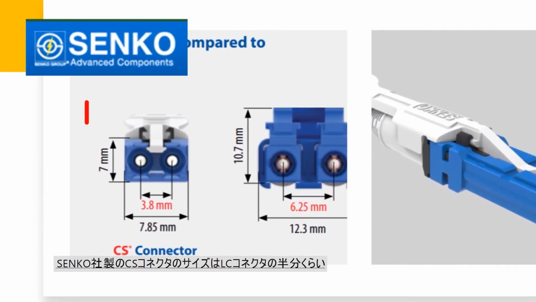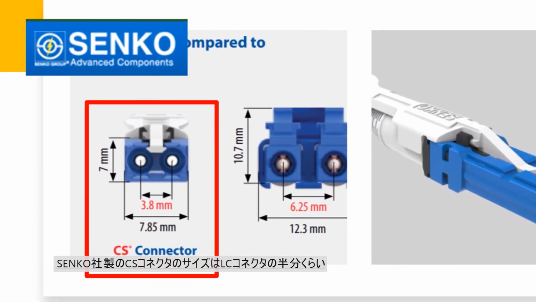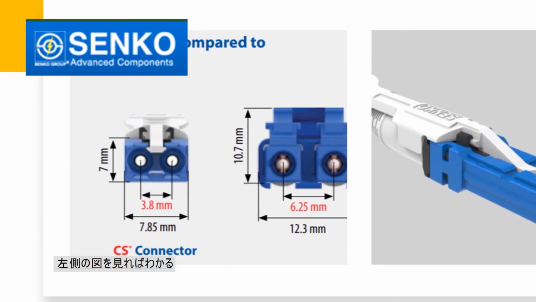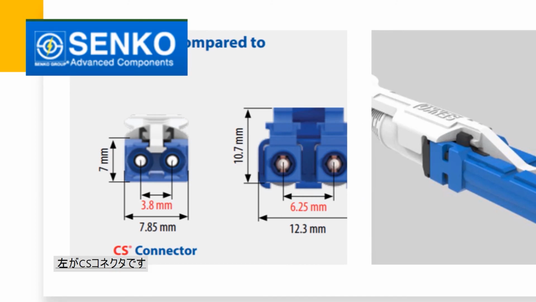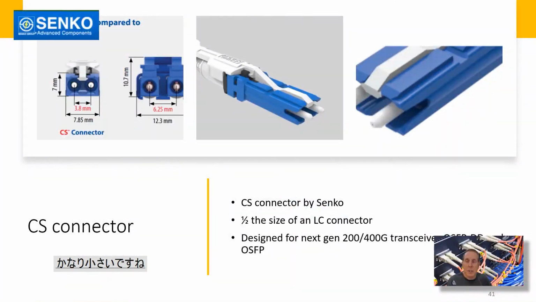CS connector. It's made by Senko and it's half the size of an LC connector. If you look at the graphic on your left, there's an LC connector to the right, and on the left is a CS connector. The CS connector is significantly smaller than the LC connector. Again, the need for high density lends itself to the CS connector. It's also designed for 200 and 400 gig transceivers, so this makes it the next generation connector.